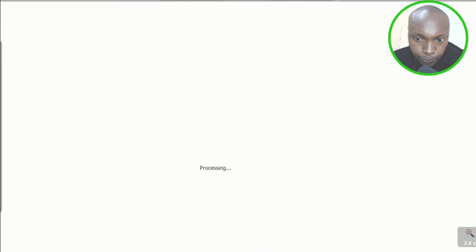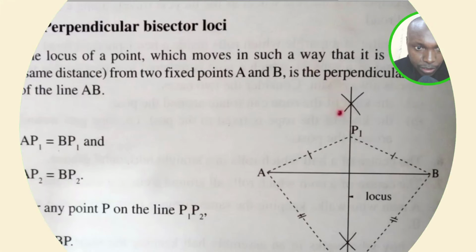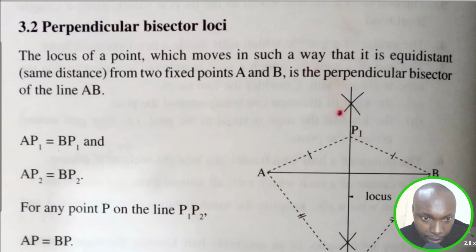So we can go to something else, and this is the first type of loci, the perpendicular bisector loci. Which type of loci is this? This is the locus of a point which moves in such a way that it is equidistant, meaning the same distance, from two fixed points A and B. This one is the perpendicular bisector of the line AB.